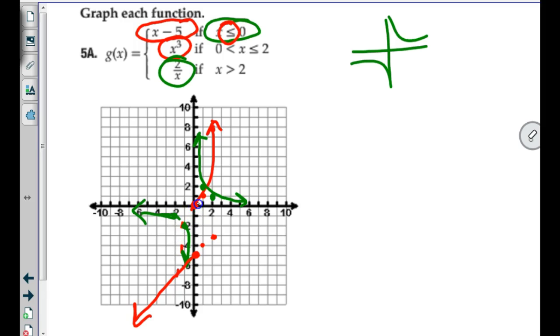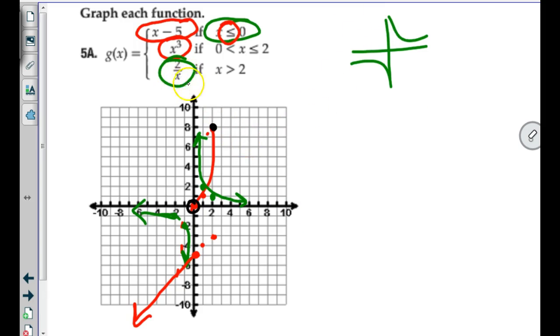I want just this piece between 0 and 2, and I don't want an arrow. Okay, so between 0 and 2, what about the ends of it? Open at 0, closed up here at 2, 8. All right, then back to my little teeny tiny eraser.